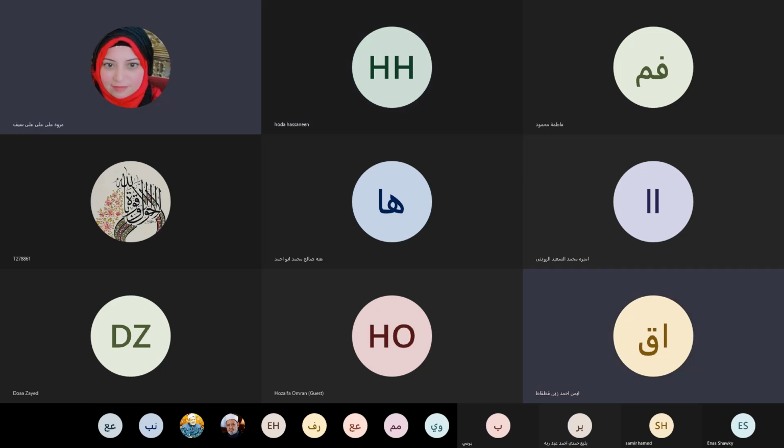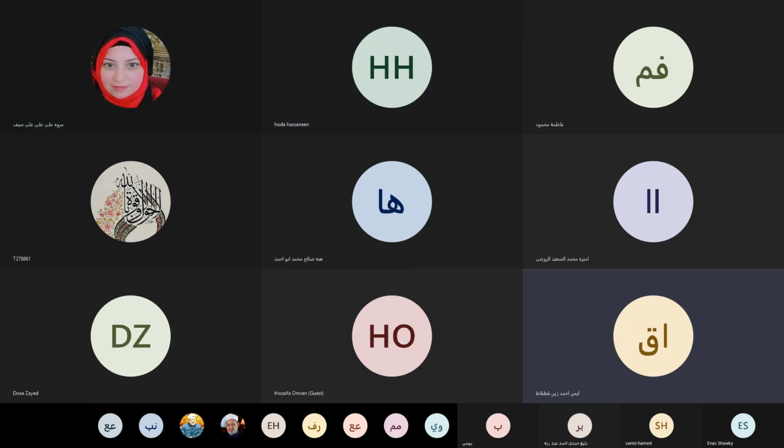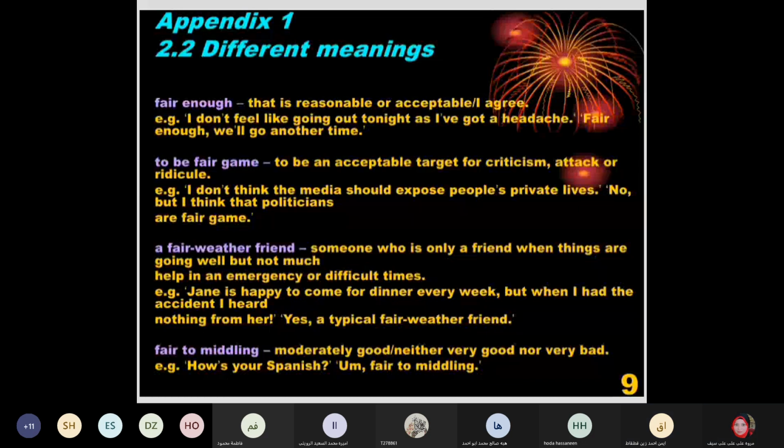We use fair enough when we want to say that a statement, decision, or action seems reasonable to a certain extent, but that perhaps there is more to be said or done. Yes, thank you very much. That's correct. Correct answer. So fair enough here is an idiom. It's an expression. You don't know the exact meaning, but the exact meaning is that this is reasonable.